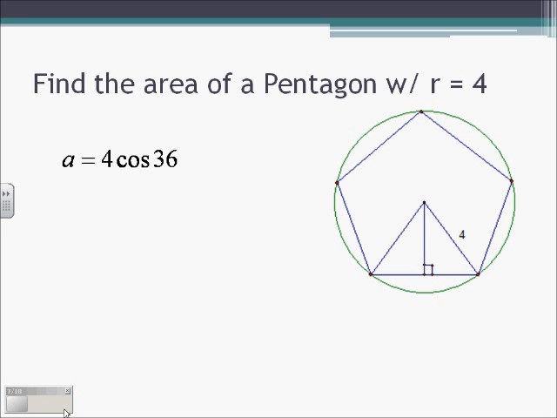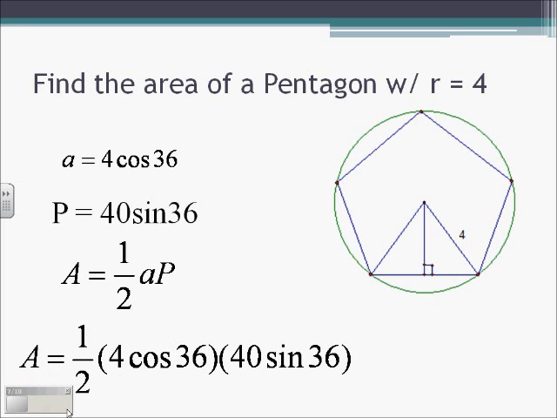Then we put all of that information together. We know our apothem is 4 times the cosine of 36. Our perimeter is 40 times the sine of 36. So then the area is going to equal 1/2 of the apothem times the perimeter. So we're going to have 1/2 of 4 cosine of 36 times 40 sine of 36, which is going to equal approximately 38.04.